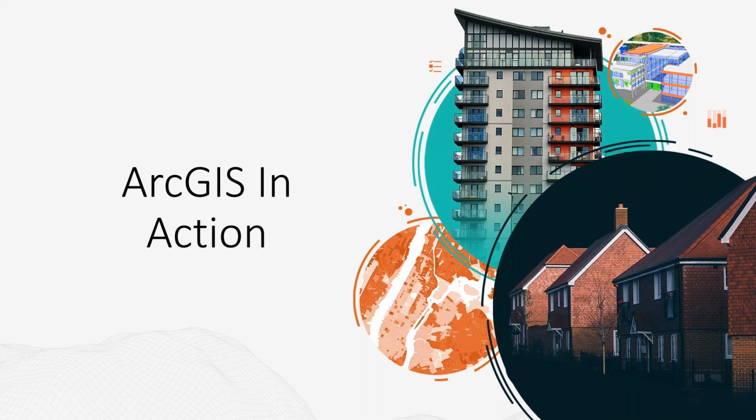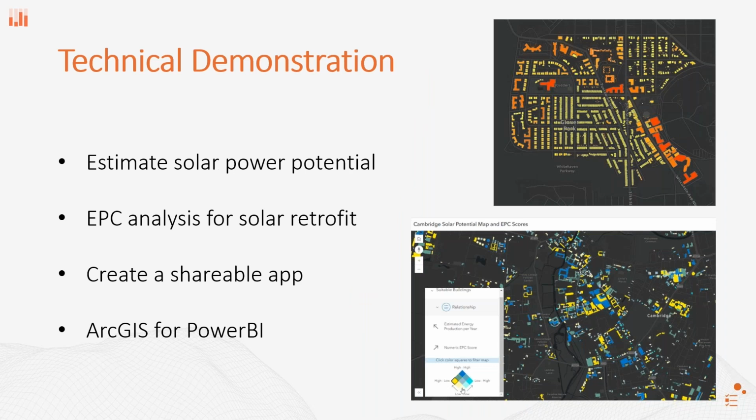My name's Adriana Cosso, and I work in the technical team at Esri UK. And today I'm going to give you a technical demonstration. So we're going to go through 4 stages here. The first of which is we're going to go through a Learn ArcGIS tutorial, which will allow us to estimate solar power potential. And then we're going to compare our solar power potential outputs with EPC scores of our properties, essentially so we can make informed decisions on solar retrofitting. Then I'm going to create this into a shareable app that I can provide to my colleagues. And finally, we're going to bring this layer into Power BI so we can enhance the Power BI experience for your current users.